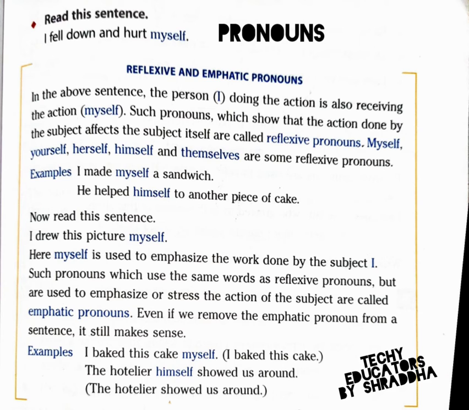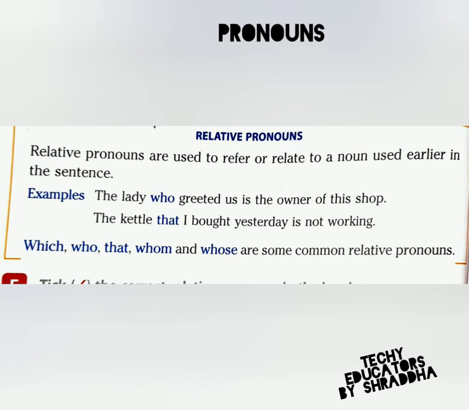Now we will talk about relative pronouns. Relative pronouns are used to refer or relate to a noun used earlier in the sentence. Example: the lady who greeted us is the owner of the shop. In this sentence, you can see they relate to a noun, a noun used earlier in the sentence.